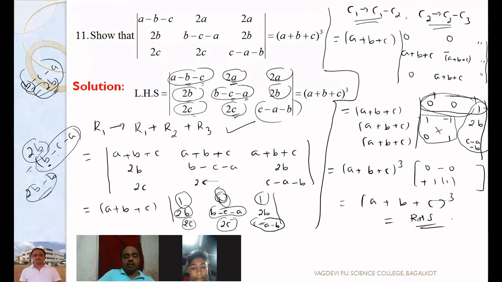Is it clear? In the last question, the answer was 2 into x plus y plus z whole cube. Now it is a plus b plus c whole cube. Naveen, is there any doubt? Naveen Hebbal, is it clear? Vijayaraj, is it clear? If it's clear, write clear on the chat box. Okay. We'll go to the next question.